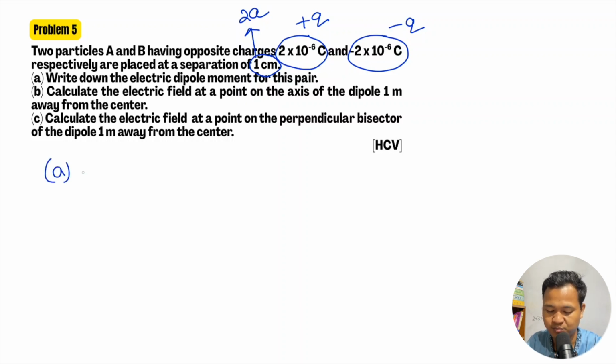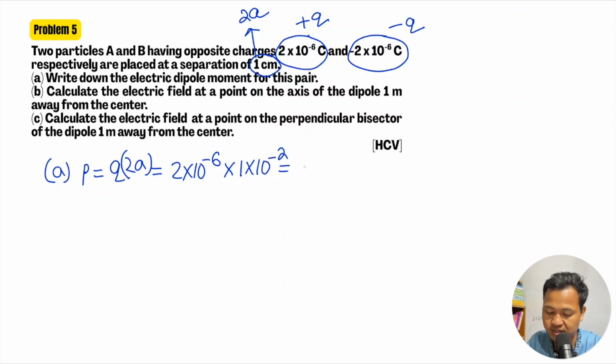Dipole moment is charge q times separation 2a. Charge q is 2 into 10 power minus 6, and the separation is 1 centimeter, so 1 into 10 power minus 2. Which means the dipole moment is 2 into 10 power minus 8, with unit coulomb meter. Okay, that is the dipole moment. Now the B part.